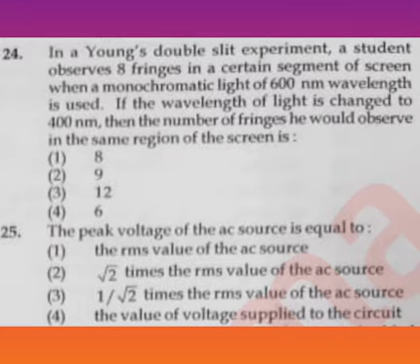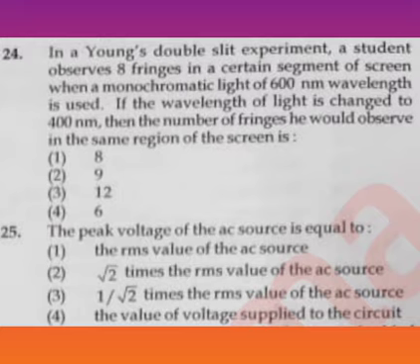In a Young's double slit experiment, a student observed 8 fringes in a certain segment of the screen when monochromatic light of 600 nanometer wavelength is used. If the wavelength of light is changed to 400 nanometer, then the number of fringes he would observe in the same region of the screen is: option 1, 8; option 2, 9; option 3, 12; option 4, 6. The correct answer of this question is option number 3, 12.